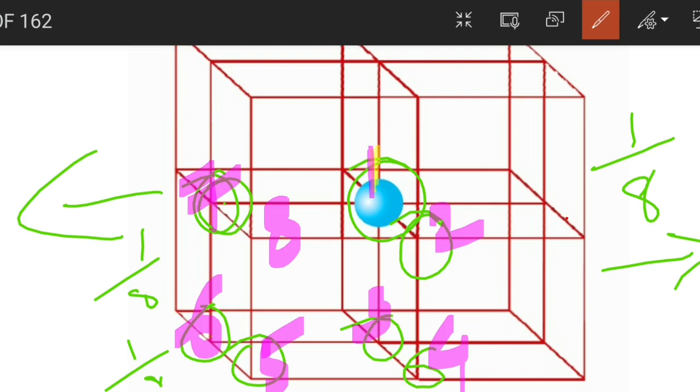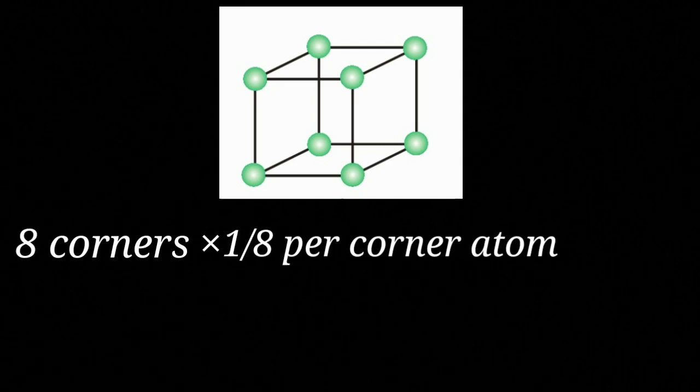So how will you calculate that? You have 8 corners, isn't it? So 8 corners, and each corner is getting 1 by 8 of the atom, because it is being shared between 8 unit cells, isn't it? So from each corner you are getting 1 by 8 of the atom.